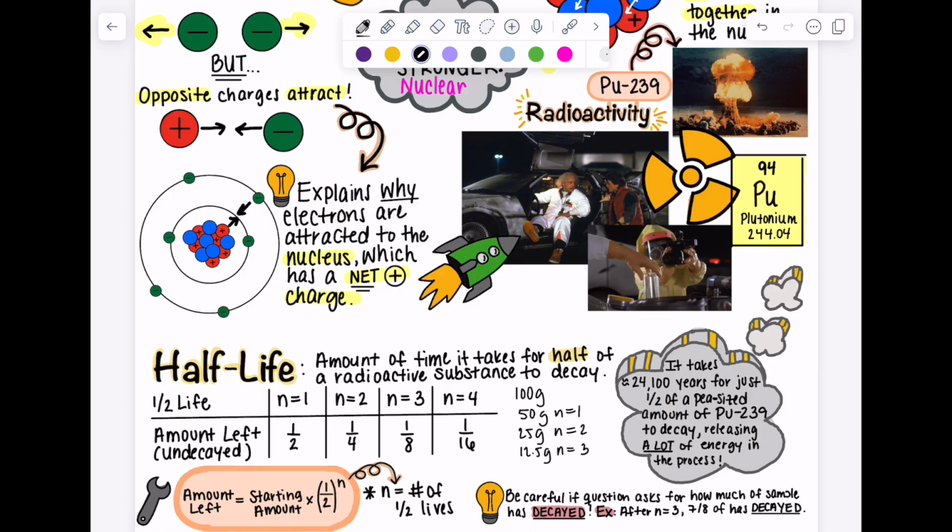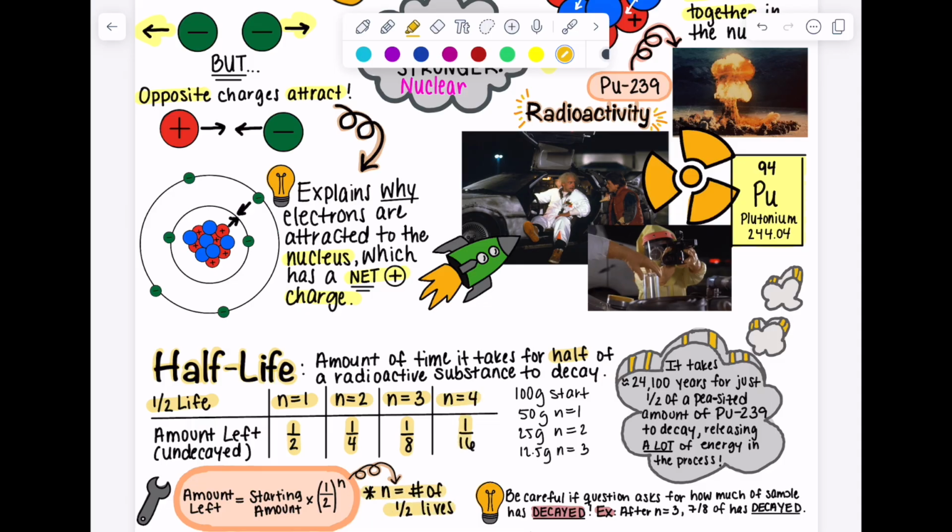Most textbooks will ask questions like, how much is left after a certain number of half-lives? All you really need to understand is the pattern, that every half-life cuts the amount in half again. So after one half-life, the amount of your sample that's left is a half. After two half-lives, a fourth is left. Why? Because half of a half is a fourth. After three half-lives, what's half of a fourth? An eighth. And it keeps going.